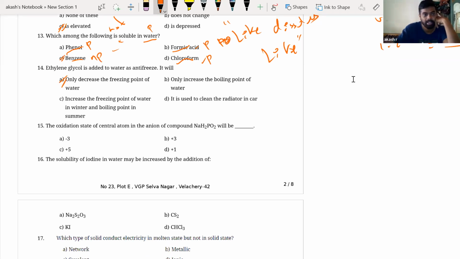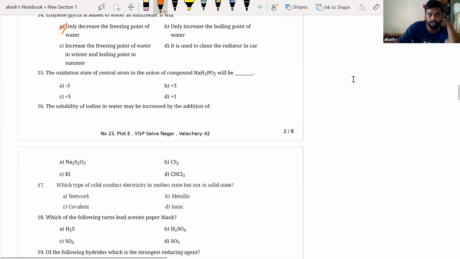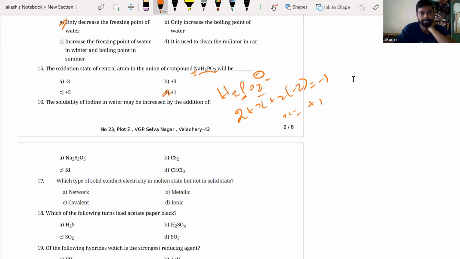Next, the oxidation state of the central atom in the anion of the compound. So what is the anion here? If I remove the Na plus, what I have is HPO2 minus. No issues. The central atom here is phosphorus. You can easily calculate now. So you have plus 1, plus x, two oxygen atoms are there, so plus 2 into minus 2, is equal to minus 1, the overall charge. So minus 4 plus 2 will become minus 2. It goes to this side as plus 2. So x will be plus 1. And that's it. B is the answer. You can calculate easily.